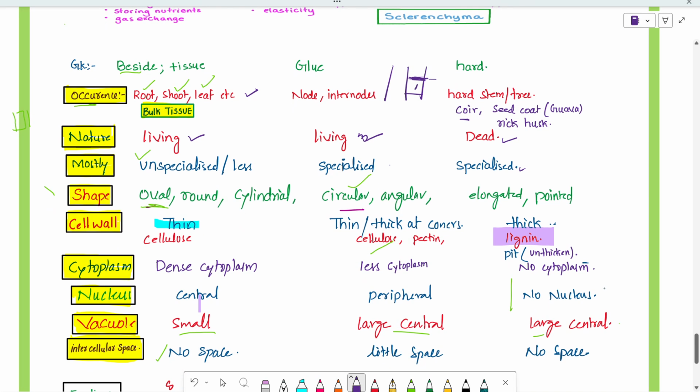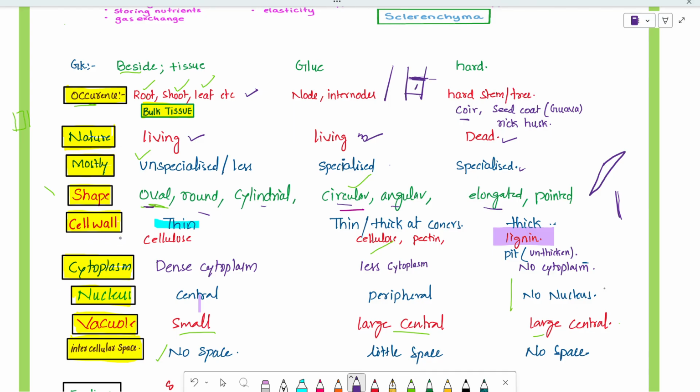Shapes. This tissue contains cells, no? Generally, what shapes can you find? One is oval shaped cells, or round shaped cells, or cylindrical shape. Whereas in the collenchyma, it is circular shape or angular shape. Whereas the sclerenchyma is elongated. Elongated means linear, in an elongated manner, like a needle, like cells will be there. That is one example you can take.